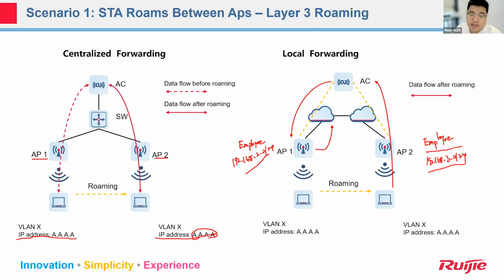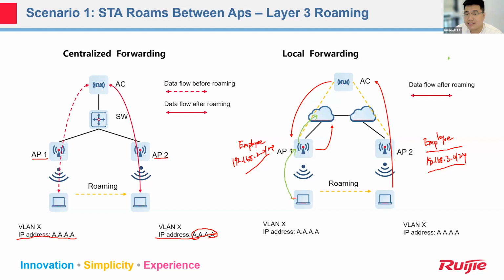Before roaming, the STA will send it to the AP, and the AP will send it to some device based on the forwarding entries, right? Local forwarding entries.